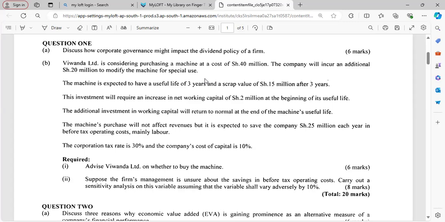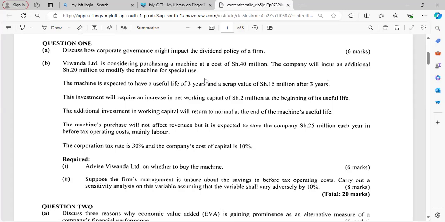Viwanda Limited is considering purchasing a machine at a cost of 40 million shillings. The company will incur an additional 20 million shillings to modify the machine for special use. The machine is expected to have a useful life of 3 years and a scrap value of 15 million after 3 years. This investment will require an increase in net working capital of 2 million shillings at the beginning of its useful life. The additional investment in working capital will return to normal at the end of the machine's useful life. The machine's purchase will not affect revenues, but it is expected to save the company 25 million shillings each year in before tax operating costs, mainly labor.